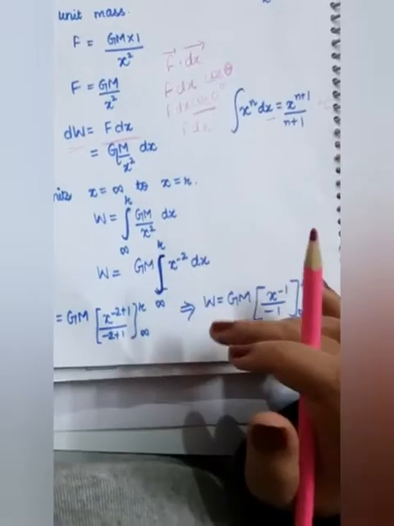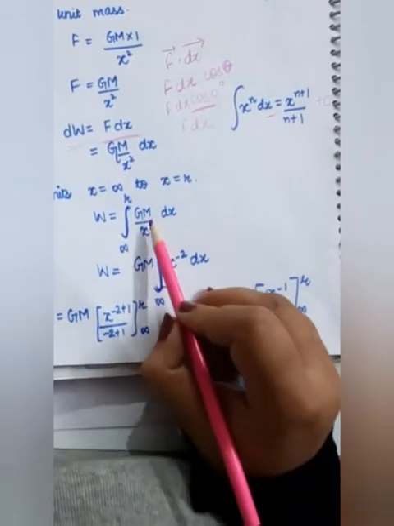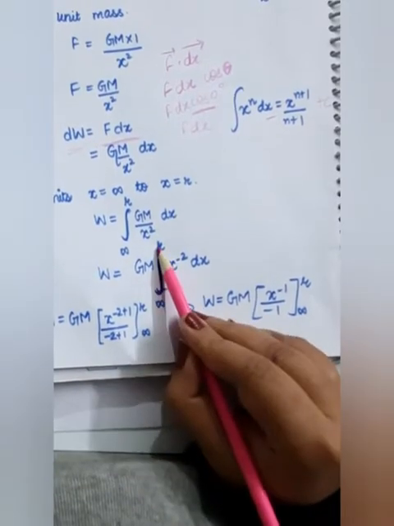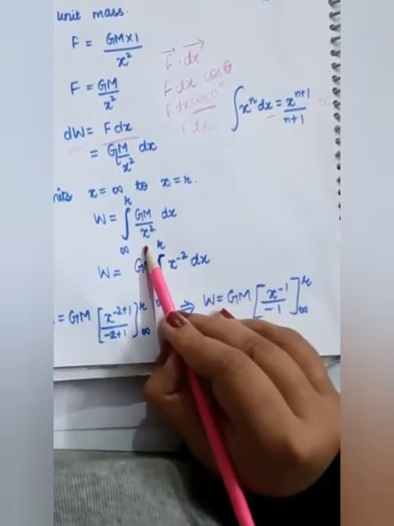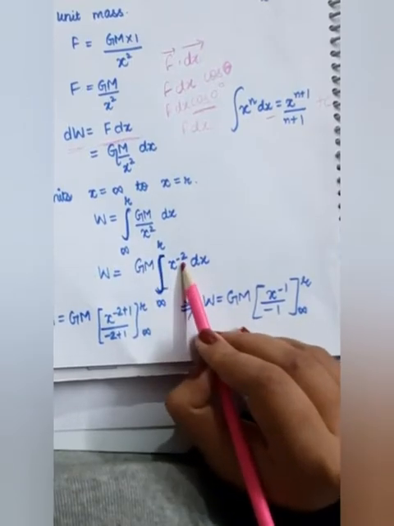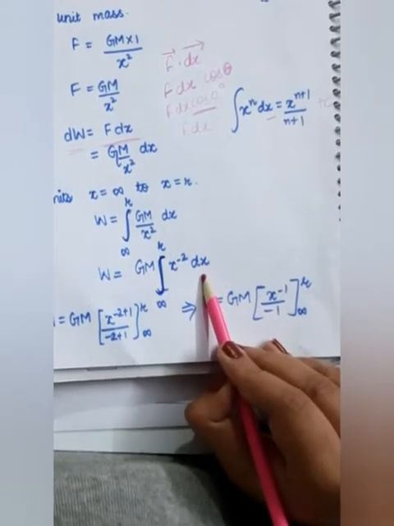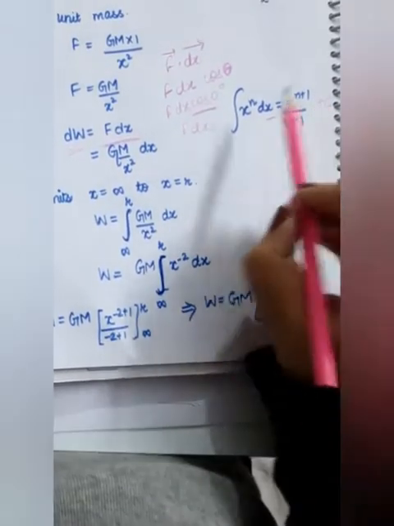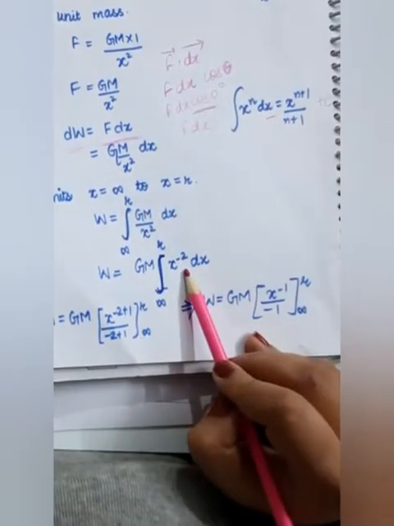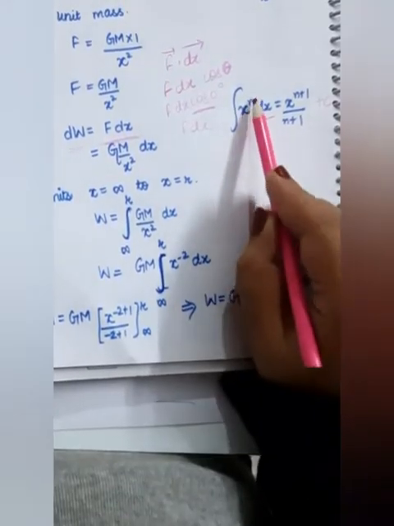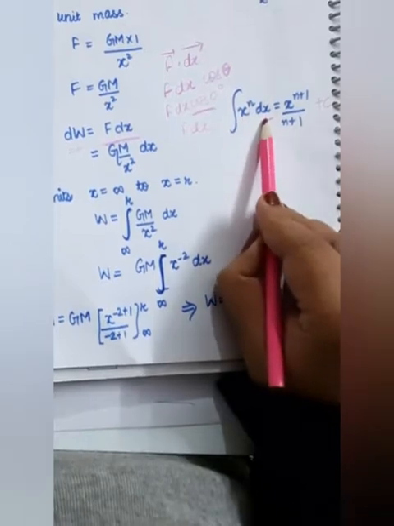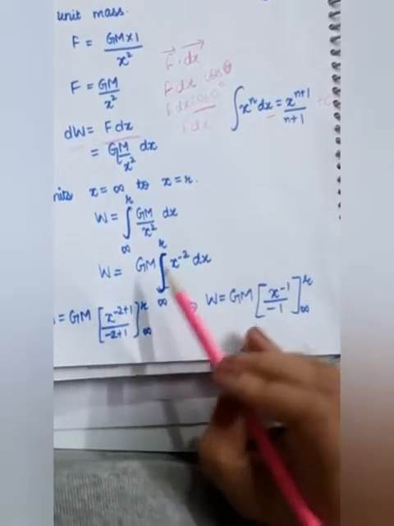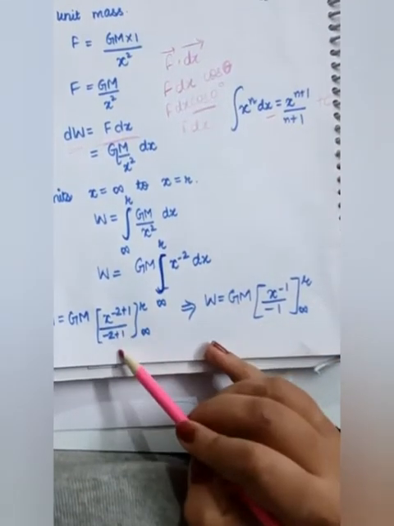But when there are limits, then this constant does not appear in the solution. So what are we going to do? We have GM as constant taken outside the integral, limits infinity to r, and this 1 upon x square can be written as x raised to the power minus 2, dx as it is. Now we are going to apply the same power rule over here. In place of n, you can see minus 2 here. So x raised to the power minus 2 dx. Rule says wherever you are seeing n, put minus 2 there. And when you do that, you're going to get this solution.